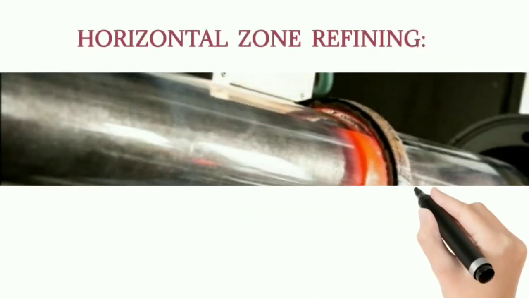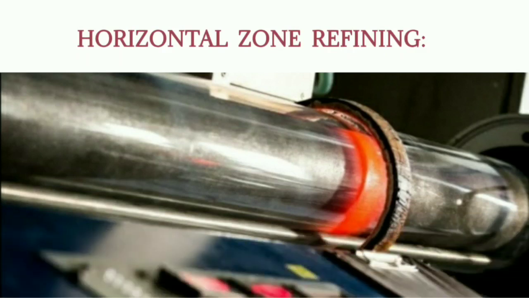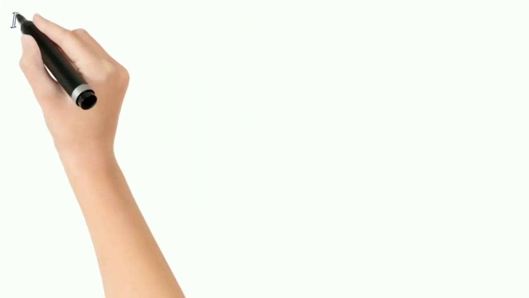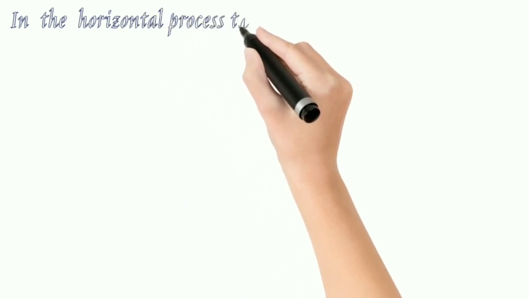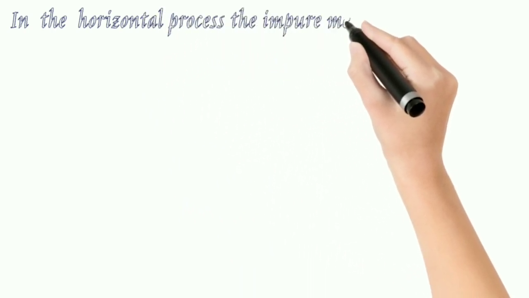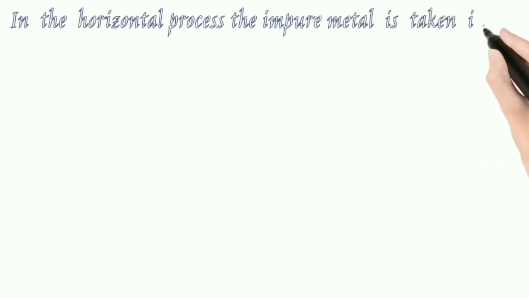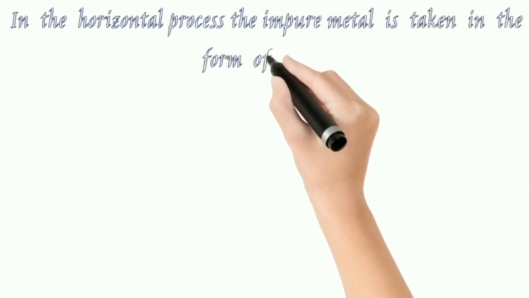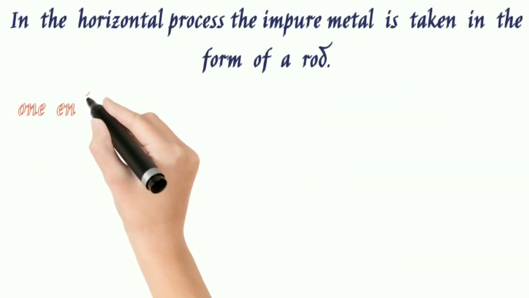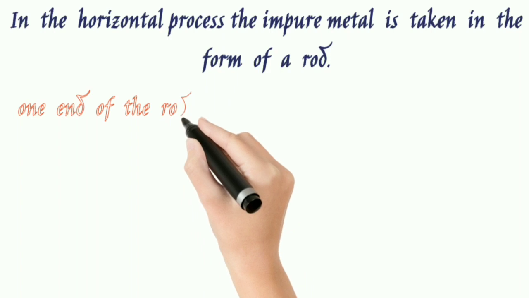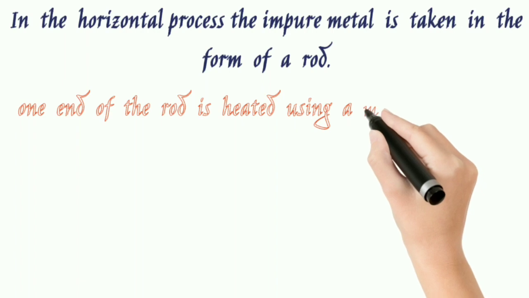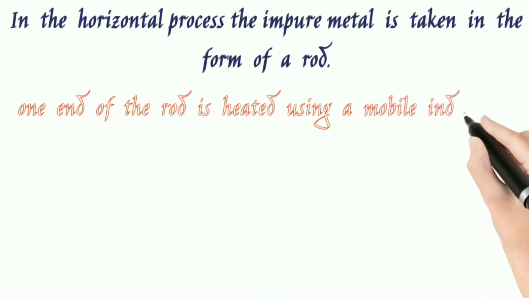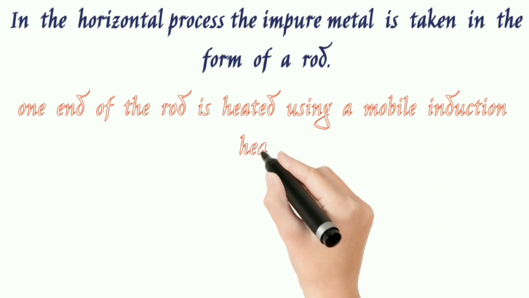So what is this process of horizontal zone refining? Is that what you have in your mind? The picture we see here is horizontal zone refining. First you have to keep the rod in a horizontal position, the impure metal rod. Okay, so this is the horizontal process: impure metal is taken in the form of a rod. Then one end of the rod is heated. So how can we heat that rod? By using a heater. Of the variety of heaters I showed you, I'm using a mobile induction heater here, which results in melting of the metal.